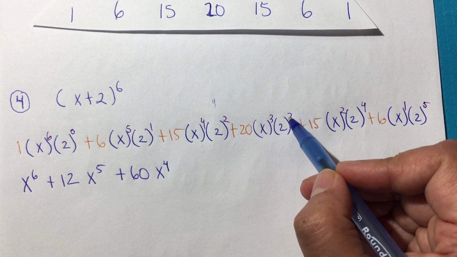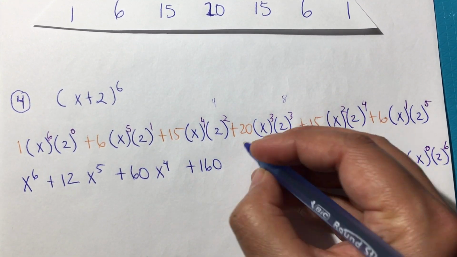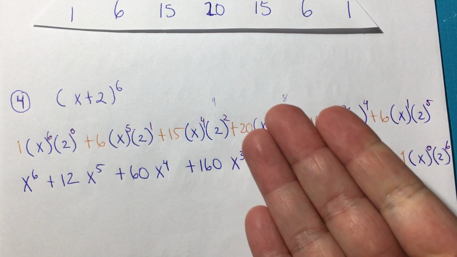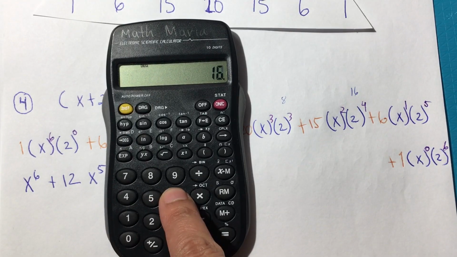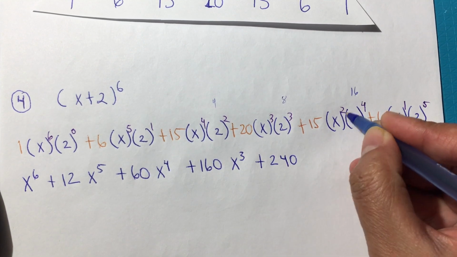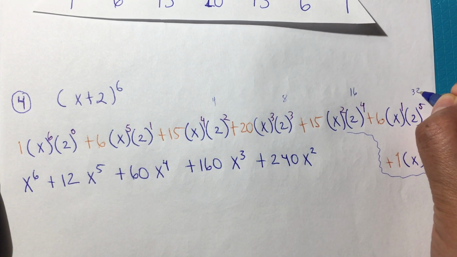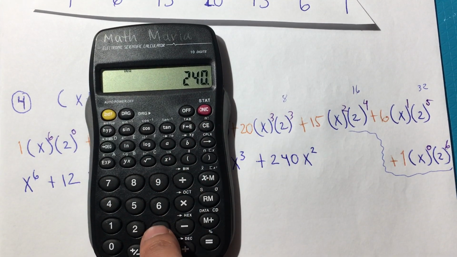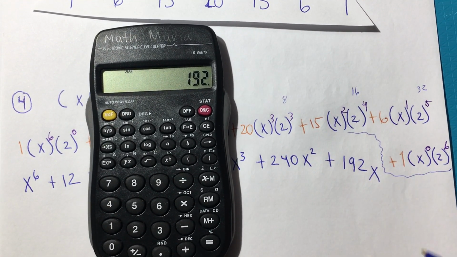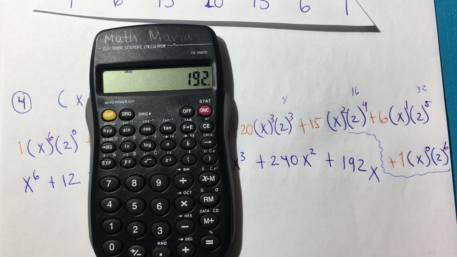In here, 2 to the third power means 2 times 2 times 2 is 8. 8 times 20 is 160. x cubed. In here, 2 to the 4th power is 2 times 2 is 4 times 2 is 8 times 2 is 16. And 16 times 15 equals 240. x squared. And the next one is 2 to the 5th power is 32 times 6. It's 192 x, and this x to the 0 is 1 times 1 is 1, and 2 to the 6th power is 64.